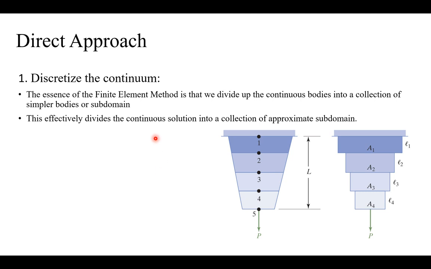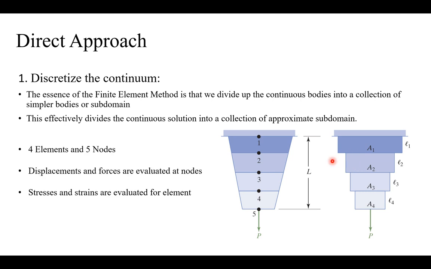The first step is to discretize your continuum, to change your continuous model into simpler geometries. And that's where the name finite element comes from. We are changing a continuous model into a finite number of elements. So in this case, I have converted my bar model into a bar with four elements, and you can see we introduce some errors by doing that because our elements are no longer continuous and they have different cross-sectional areas.